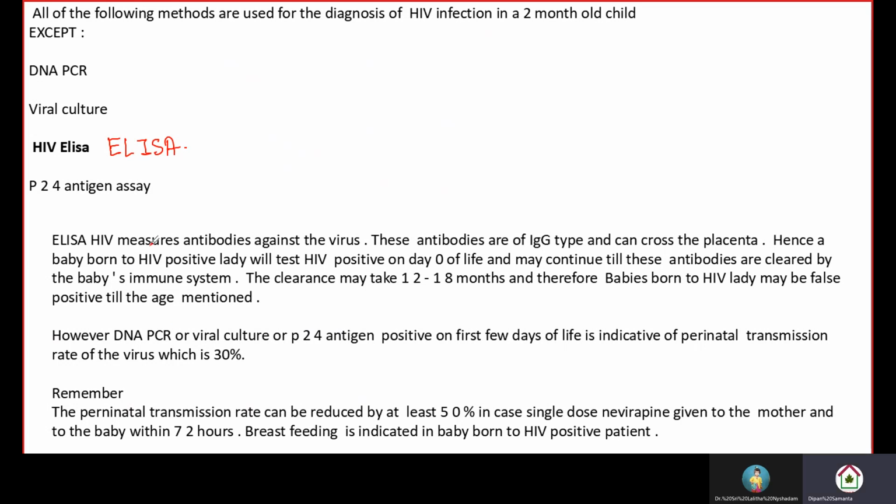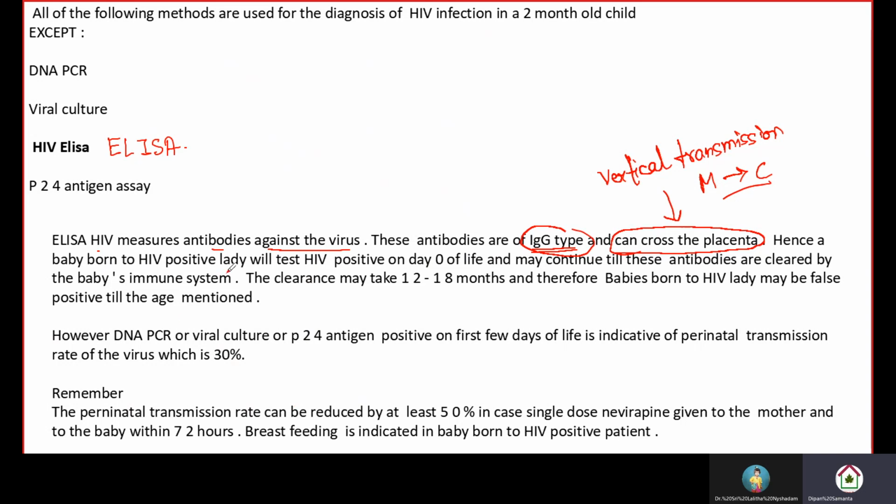ELISA for HIV measures antibody. In ELISA, what happens? It measures HIV antibodies against the virus. These antibodies are of IgG type and can cross the placenta. Very important. That's why vertical transmission can occur from mother to child. So remember, HIV antibodies are IgG type.